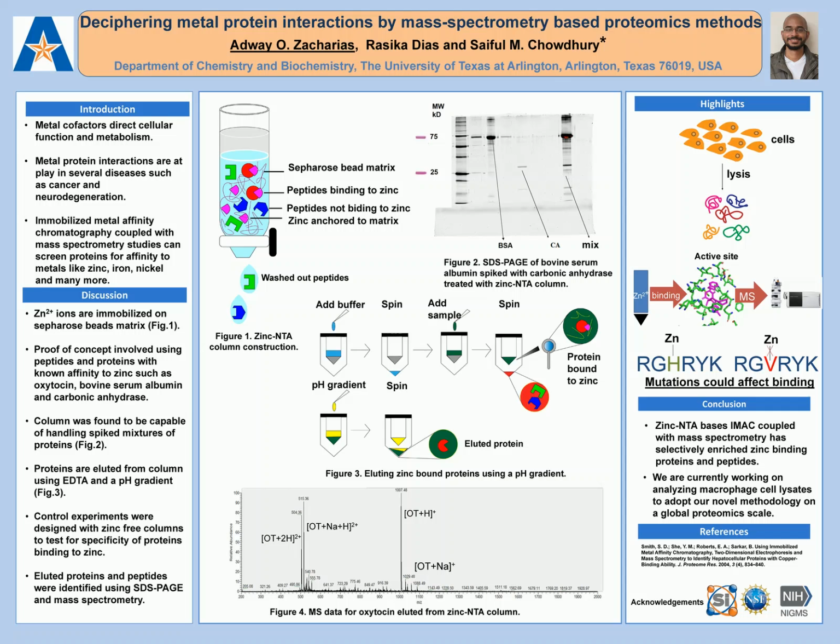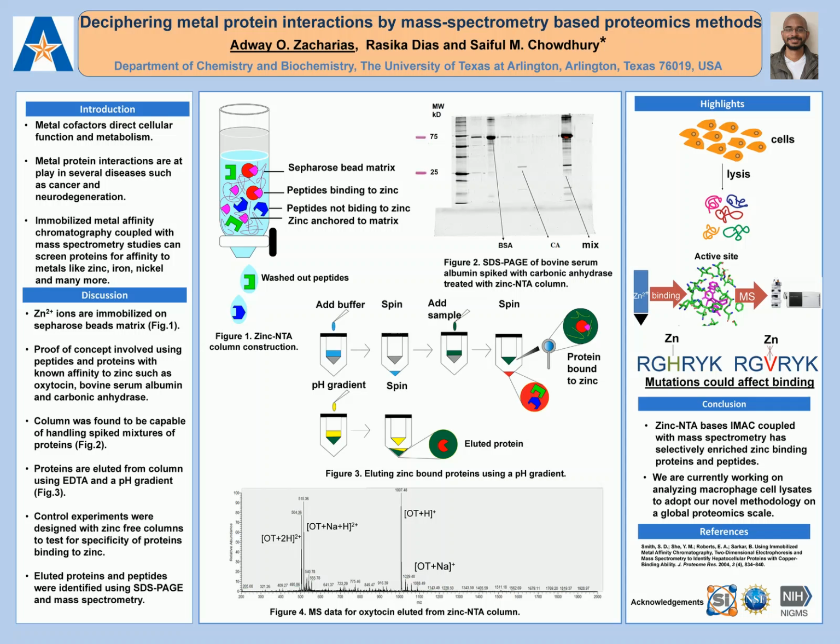So how do we go about building a column? If you look at the first figure, you have a Sepharose matrix that constitutes the bulk of the column, within which the zinc is immobilized, and the zinc is immobilized by means of NTA. Once we introduce our sample into the column, certain proteins that have an affinity towards zinc will bind to the column, while the other proteins are simply washed out.